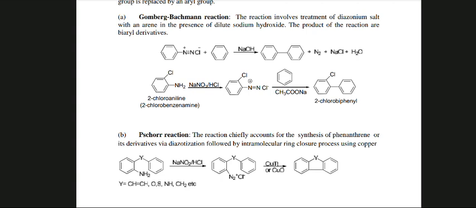Pschorr reaction. The reaction chiefly accounts for the synthesis of phenanthrene or its derivatives via diazotization followed by intermolecular ring closure process using copper.